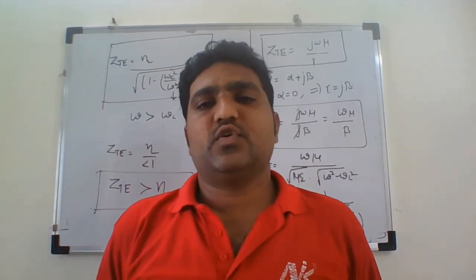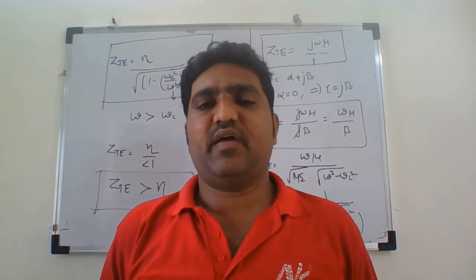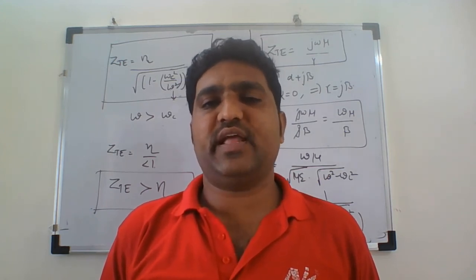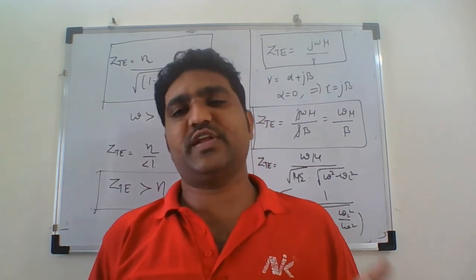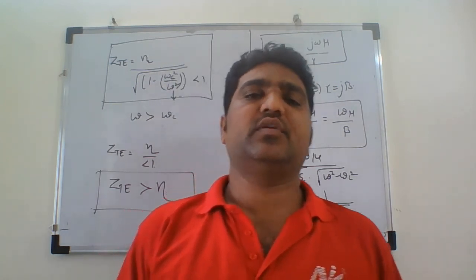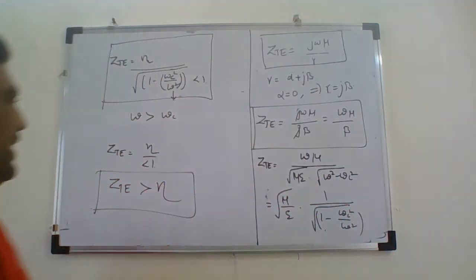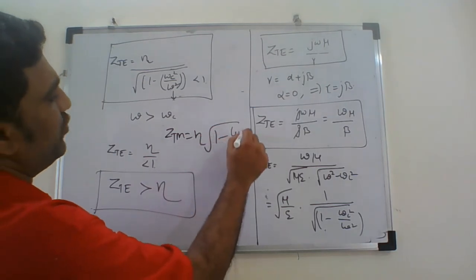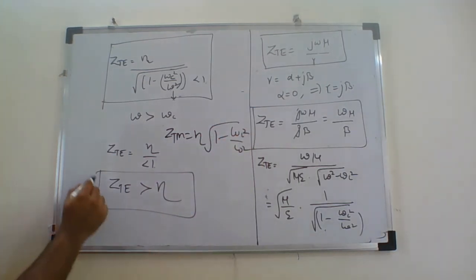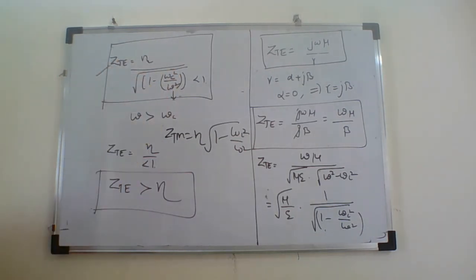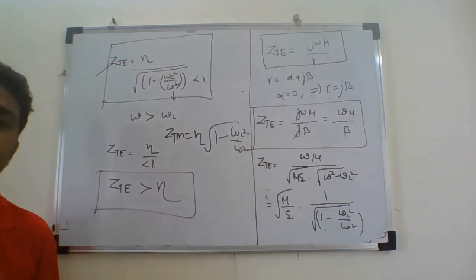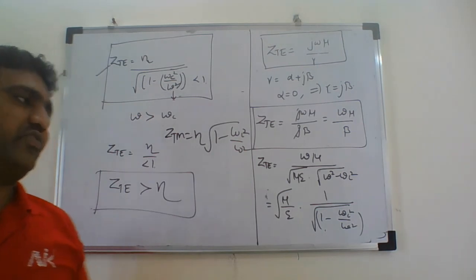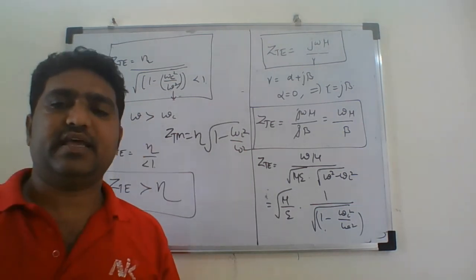Now, just a brief recap. Wave impedance means basically the ratio of voltage to current. Here in this case we take the ratio of electric field in one transverse direction to the magnetic field in the other transverse direction. The expressions we got: ZTM is equal to eta into root of 1 minus omega c square by omega square, and ZTE is equal to eta divided by root of 1 minus omega c square by omega square. If I know the cutoff frequency and the frequency of the wave, then I can calculate their wave impedances.